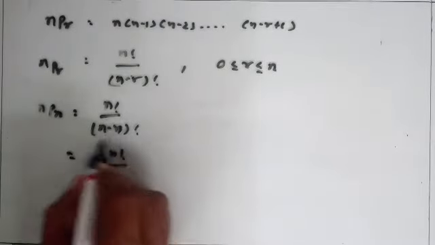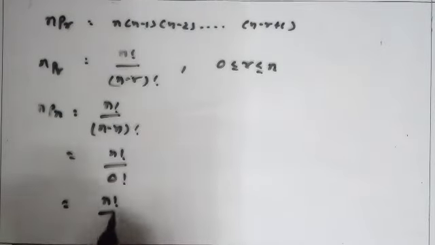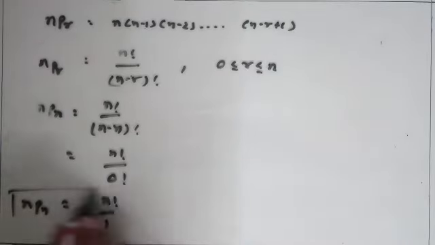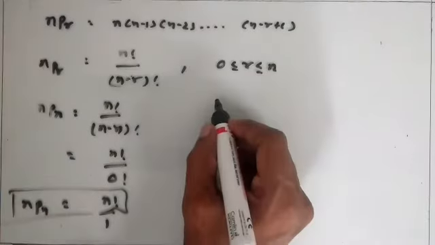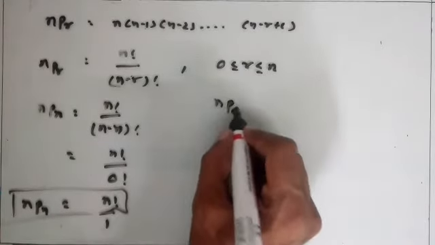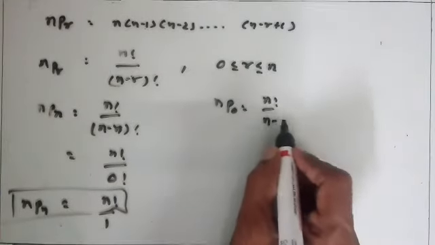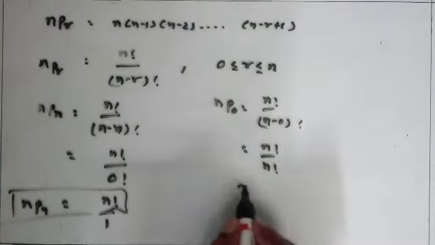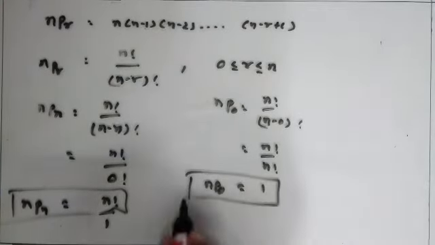Now nPn is equal to, remember this, n factorial upon n minus n factorial. Here n minus n is 0, and we know that 0 factorial is equal to 1. So nPn is equal to n factorial. Clear? Next, nP0 is equal to n factorial upon n minus 0 factorial, which is n factorial upon n factorial, equal to 1. So nP0 becomes 1.